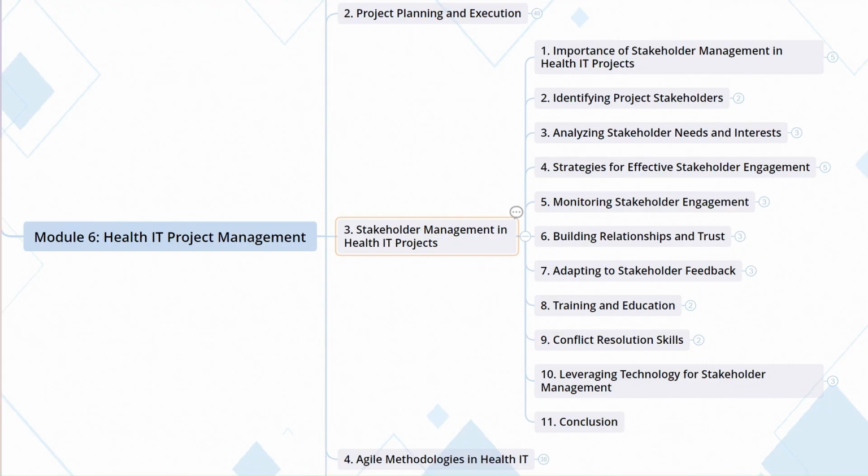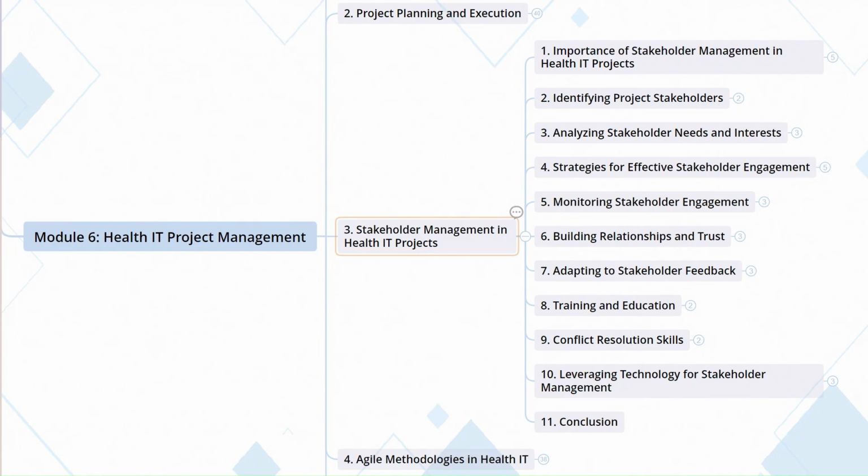Stakeholders include any individuals or groups who have an interest in the project's outcome, including the healthcare providers, patients, administrative staff, IT team, regulatory bodies, and external partners. Effectively managing stakeholders ensures that their needs, expectations, and concerns are addressed throughout the project lifecycle, contributing to greater acceptance, engagement, and ultimately project success.